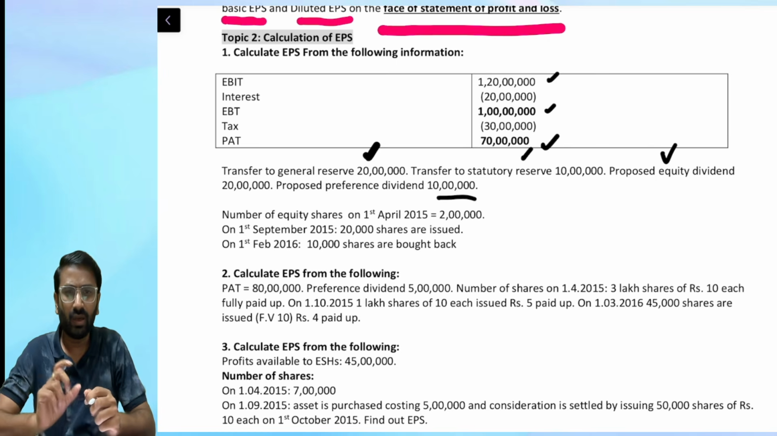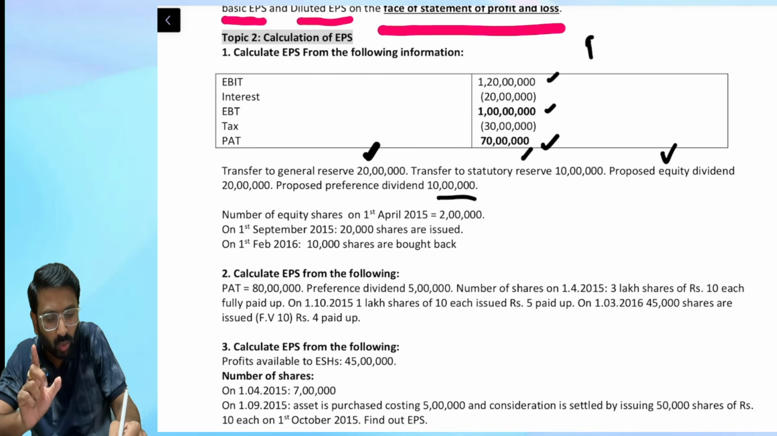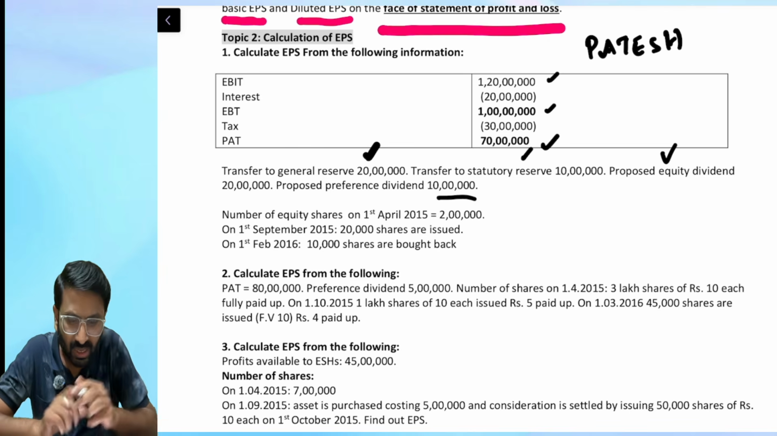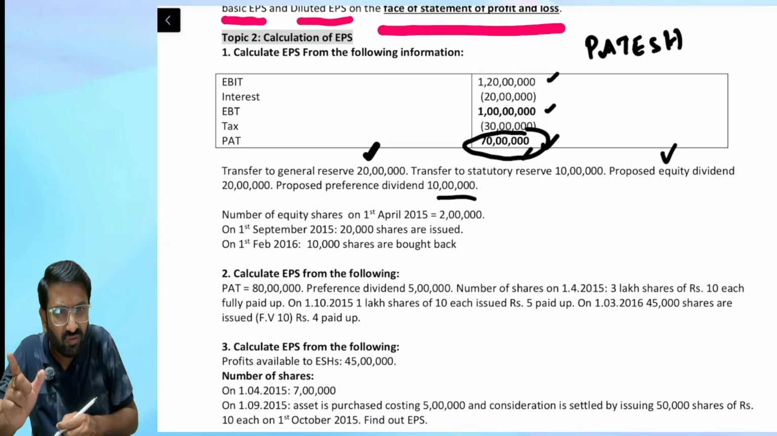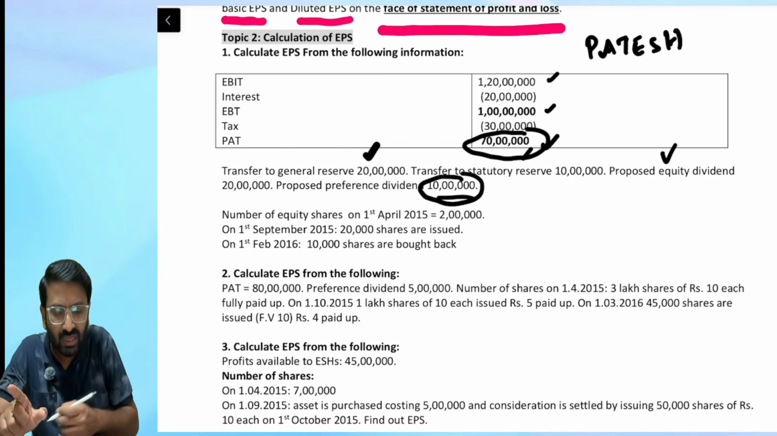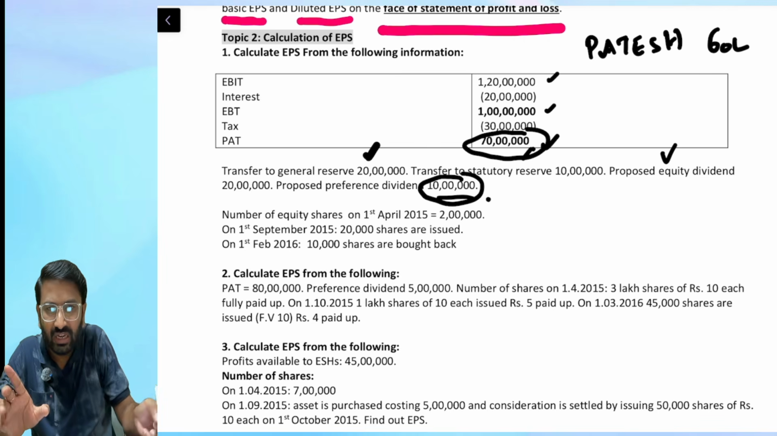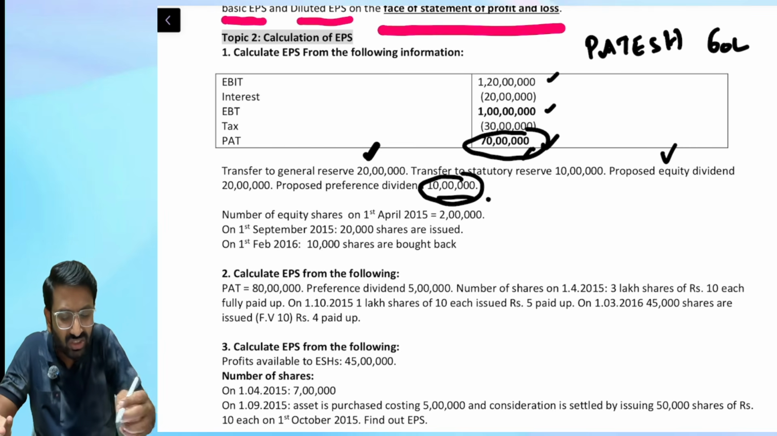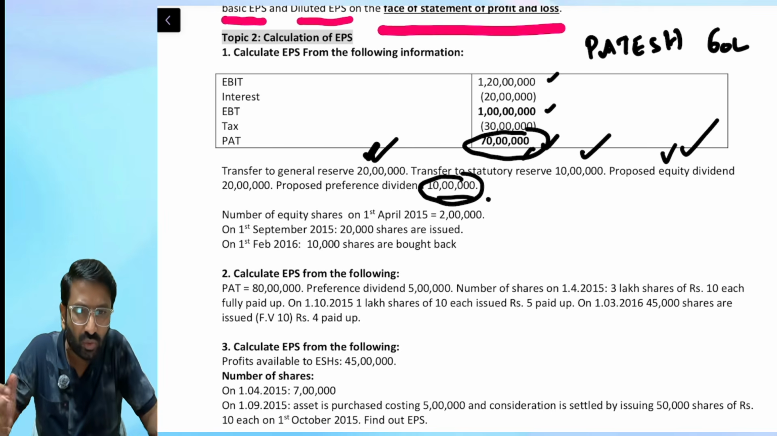Now, when you are taking the numerator, what should I take? Profit available to equity shareholders. That should be the numerator. In our example, what is your profit after tax? 70 lakh. Out of that 70 lakh, how much is the preference dividend? 10 lakh. So from the 70 lakh, you remove 10 lakh and that is going to give you profit available to equity. Because the general reserve, statutory reserve, equity dividend, all that belongs to equity shareholders only.